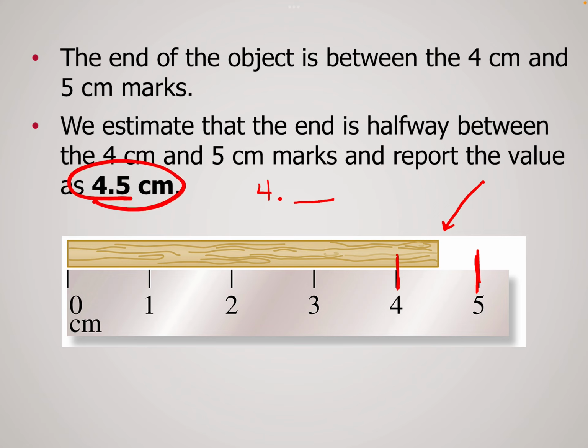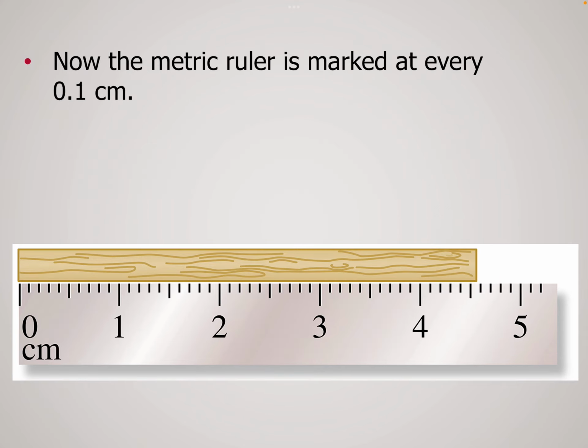Here I've guessed 4.5, but I just as easily could have said 4.4 or 4.6, right? Because we don't know that this is at 4.5. We just know that it's somewhere between 4 and 5. So that last digit, this 0.5 or 0.4 or 0.6, is an estimate. We're guessing, okay? So in a measured number, anytime you're making a measurement, there's always going to be that last digit that's an estimate.